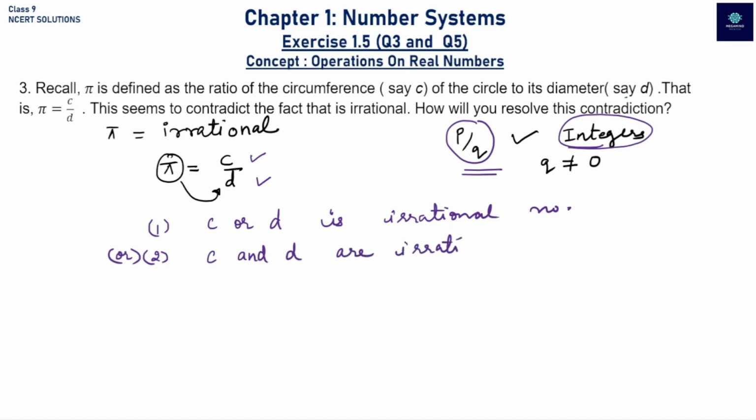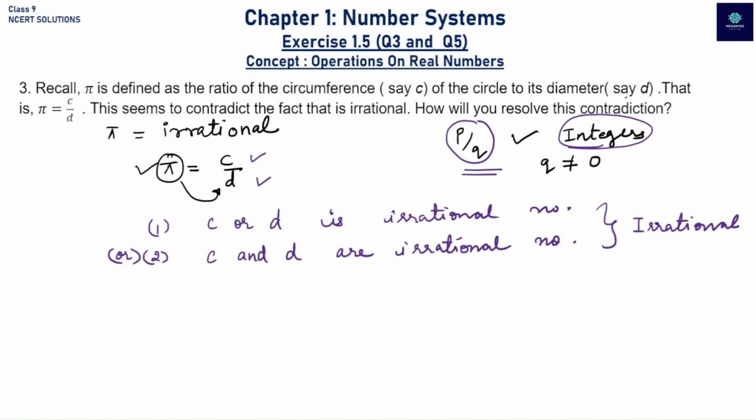So when we are saying that either of them are irrational or both of them are irrational numbers, it means that on dividing these two values, the answer that we are going to get will also be what? An irrational number. Also, one more thing, keep in mind that whenever you add, subtract, multiply or divide irrational numbers, your answer will always be an irrational number, right? So this is how we solve this contradiction, by saying that either c or d is irrational or both of them are irrational, and thus the quotient on dividing them will also be an irrational value, which will be actually the value for pi.